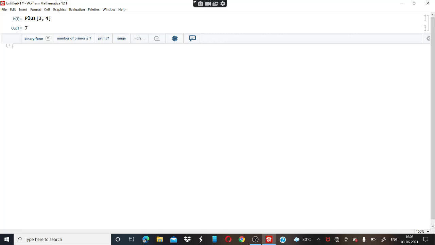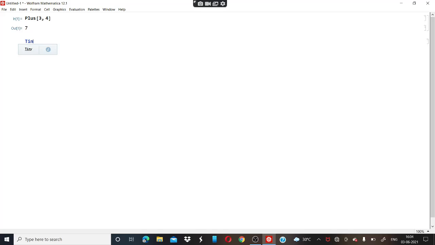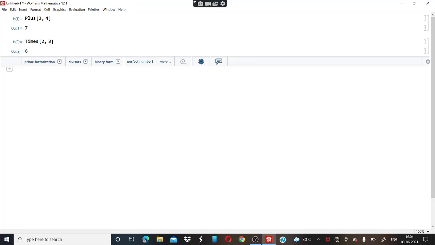The same if you want to multiply something, for example 2 into 3. For that you have to use the Times function, and again the bracket, and then you write 2 comma 3, meaning you separate the numbers using commas, then Shift and Enter, and you will get the result 6.